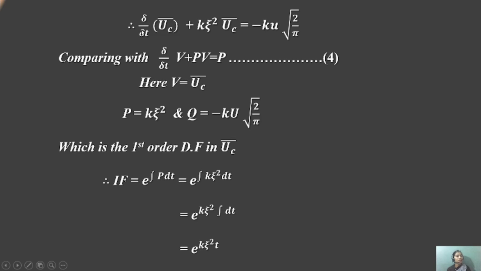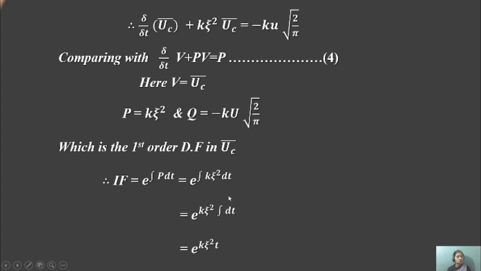Then del by delta t uc plus k, the next value will be compared with del by delta t v plus pv equals q, using this as equation 4. Then put p equals k xi square and q equals minus ku. Then a first order differential equation will be formed, that is, the integrating factor equals e to the power integration p dt equals e to the power integration k xi square dt.